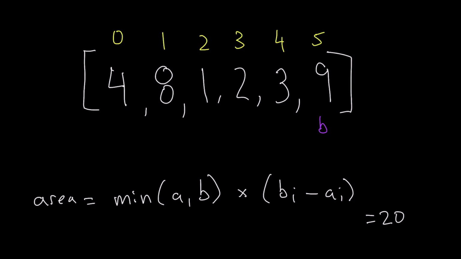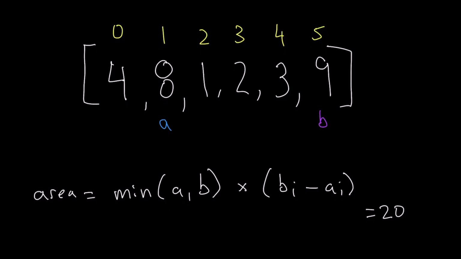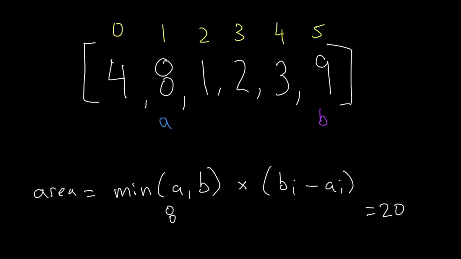A moves forward to 8, and now we have to recalculate. The minimum between A and B, so 8 and 9, is 8. And B of I, which is 5, minus A of I, which is 1, is 5 minus 1, which gives us 4. 8 times 4 gives us 32. So automatically we can see that by shrinking the size of our width, we actually ended up with a larger area.